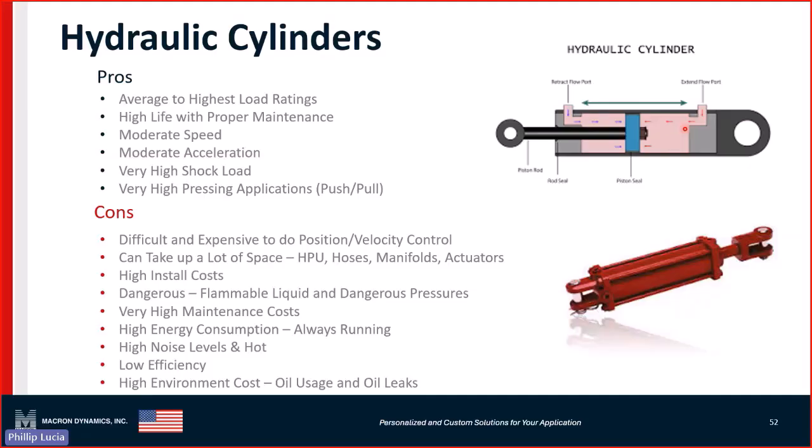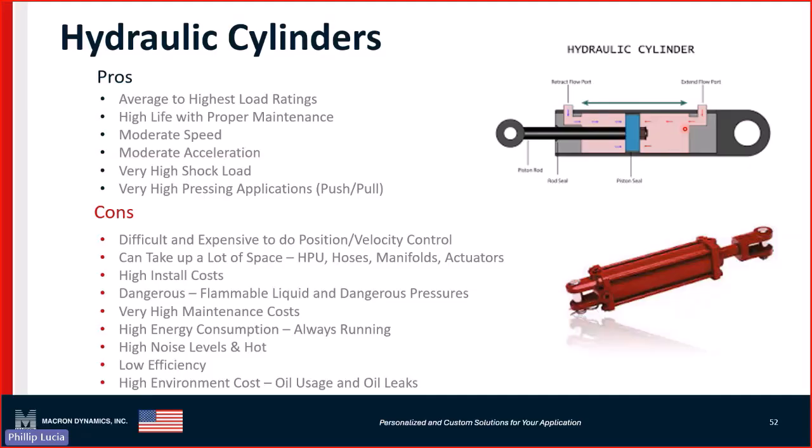The cons are they're very difficult to do position control because it's a fluid and you have to meter it, and it's really hard to precisely control the position or the velocity. They do take up a lot of space. You have to have a big HPU that typically has anywhere from 10 to hundreds of gallons of fluid, depending upon how much volume you have in the system. You have to have hoses and manifolds and actuators. So it's a pretty high expense to get into this application.